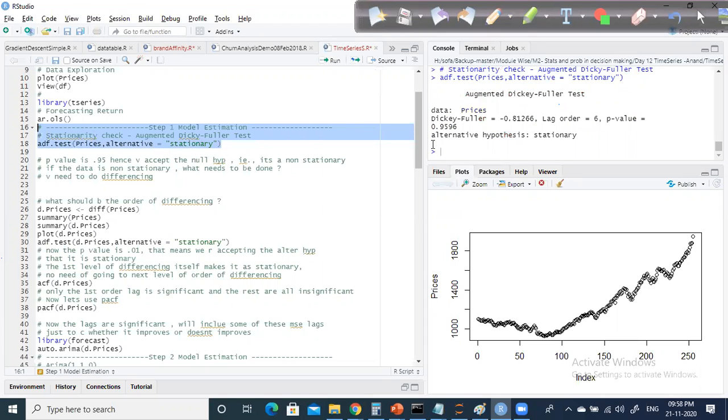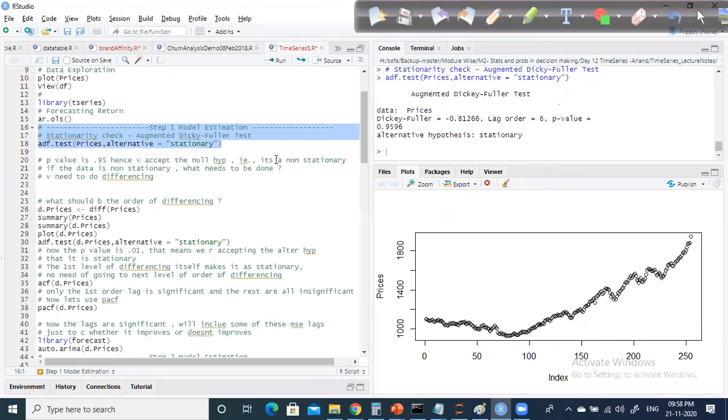As I've been telling you, if you conduct any statistical test using R, Python, or any other statistical software, even SAS, it gives you the p-value. If the p-value is less than alpha, you are going to reject the null hypothesis. If it is not, then you are going to accept the null hypothesis. So here the alternative is stationary.